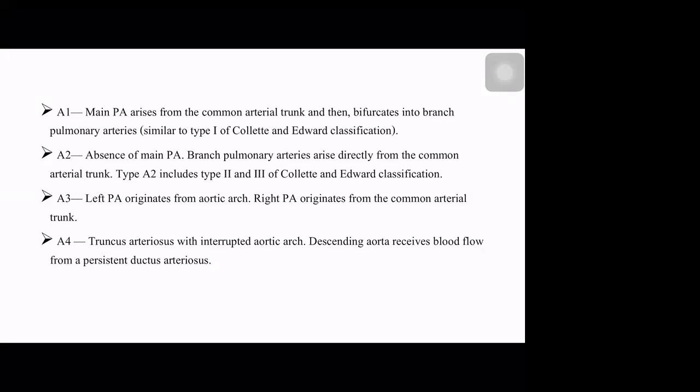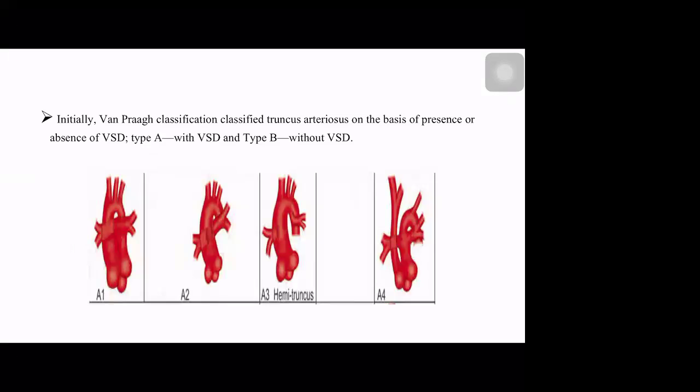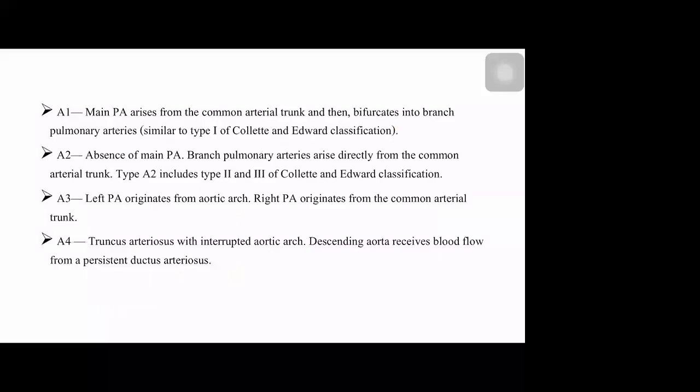What is type A3? In type A3, left PA originates from the aortic arch and right PA originates from the common arterial trunk. Coming to this picture, from the left, concentrate over the third one, that is the A3 or hemitruncus type, where you can see that the right one is originating from the truncal artery, and the left one from the aortic arch. So what is type A4?